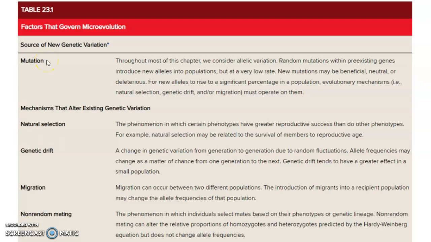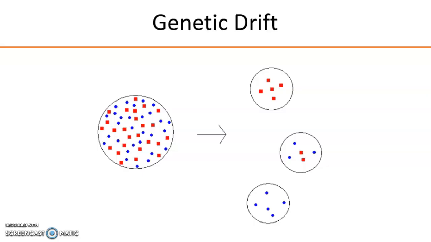Okay, let's consider the remaining factors that govern microevolution. We've talked extensively about mutations in previous classes. We talked about natural selection in the last video, and now we're going to talk about genetic drift, migration, and non-random mating. So this idea of genetic drift is that there's a change in the frequencies of alleles in a population due to random fluctuations.